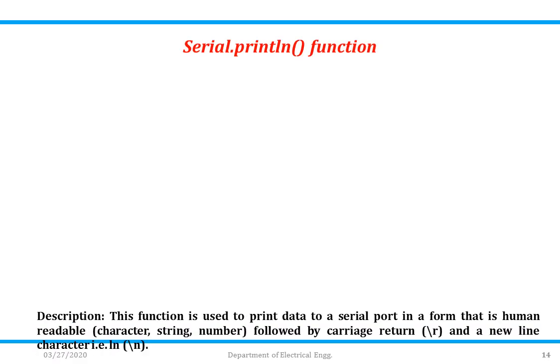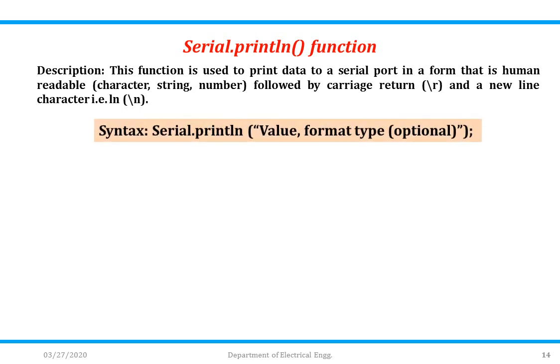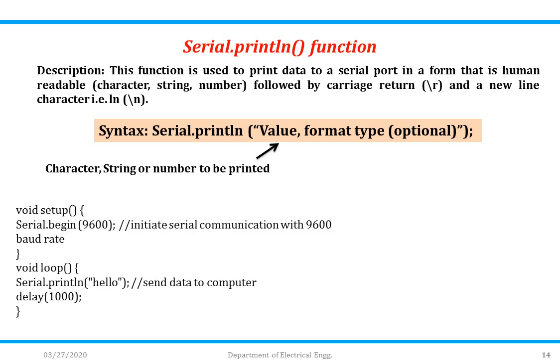Next is the serial.println function. Basically, serial.print and serial.println are both the same, but the difference is that this function is used to print the data to a serial port in a human readable form. It might be a character, string or number, but it is followed by a carriage return \r and a newline character \n. That ln indicates a new line. Carriage return means to return to the beginning of the current line without advancing downward. The syntax for this is serial.println(value, format type). Again the format type is optional. The value might be a character, string or a number to be printed, as we discussed already.